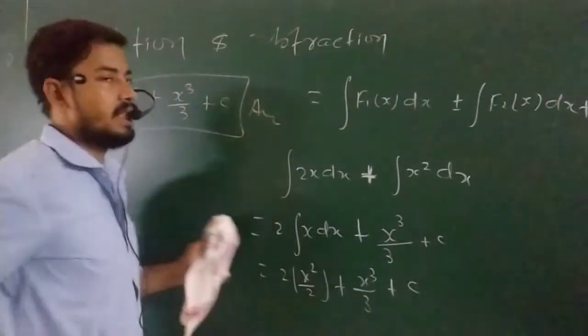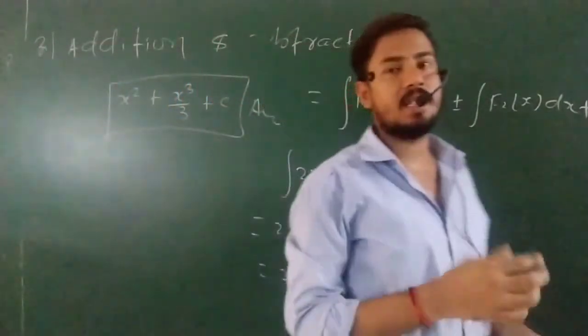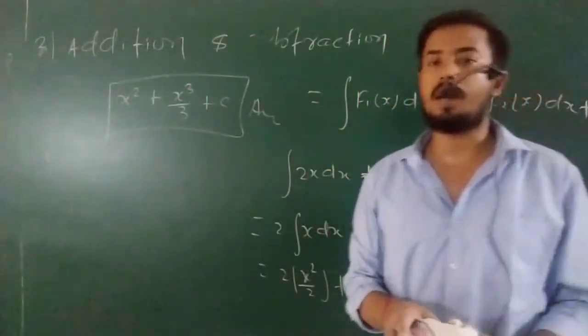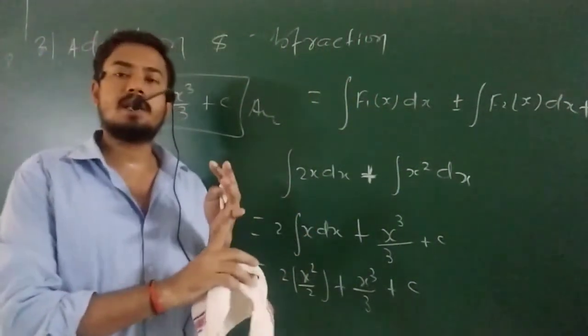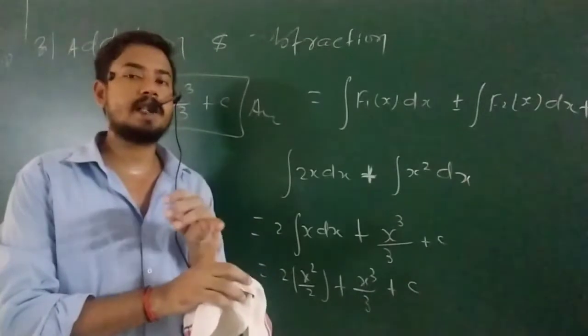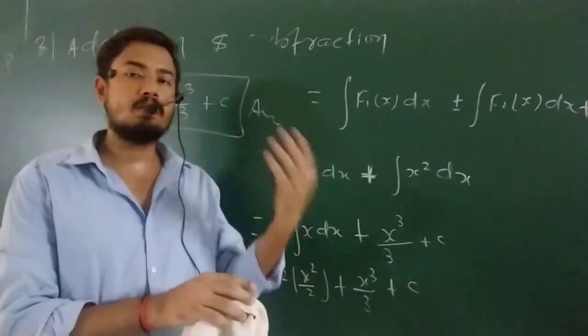Getting my points? Suppose if there is a minus, we can use the same formula. So till now we got 3 results. First, power method. Second, constant multiple. Third, addition and subtraction. Now let's move further.